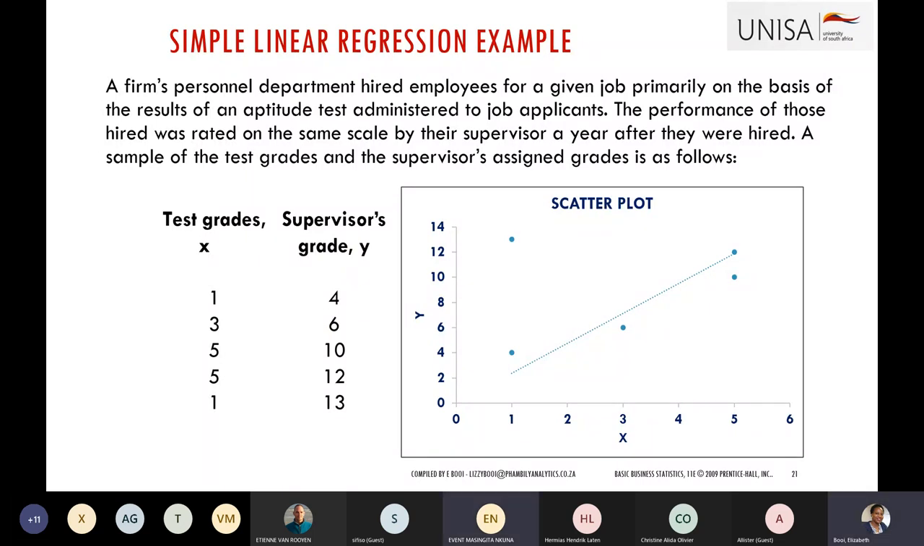And since there are two numerical values, we can take them and visualize them on a scatter plot to look at the relationship between the aptitude test and the supervisor's grade. And we can see if we draw a regression line, it fits the values and it shows that there is a positive relationship, with at least one individual outlier sitting there. And remember, an outlier is the extreme value. It's a value that is far away from the rest of the other values.